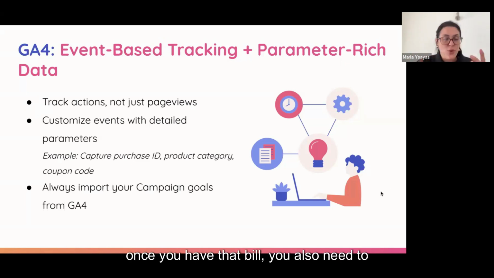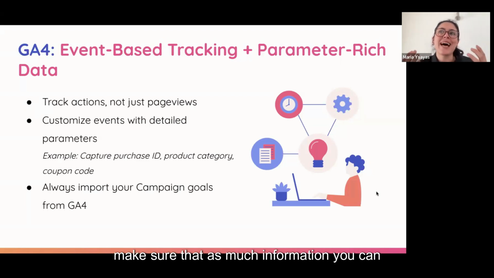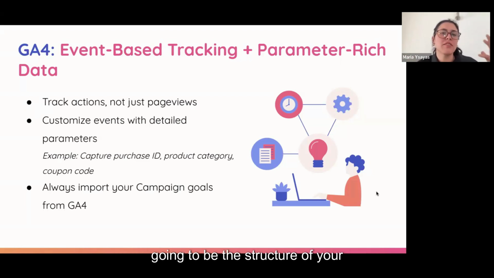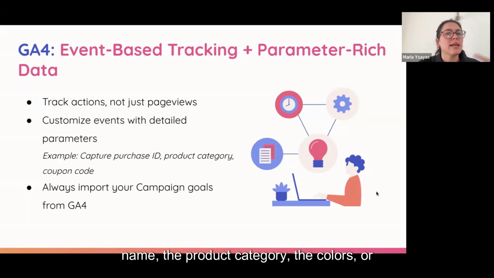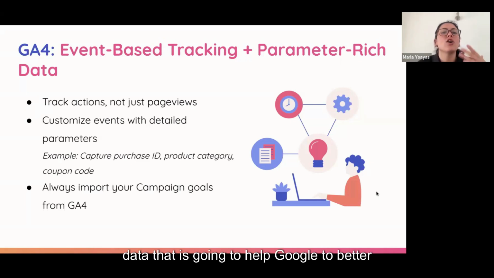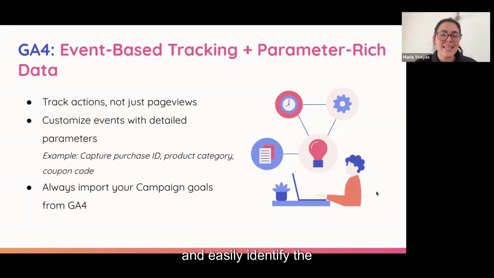So once you have that built, you also need to make sure that the more information you can send through those events, the more valuable the structure of your campaigns is going to be. So you can enrich your events with different types of parameters. For example, with your purchase ID, you can send the product name, the product category, the colors, or with your lead gen events, you can try to send hashed user information data that is going to help Google to better and more easily identify the different types of personas.